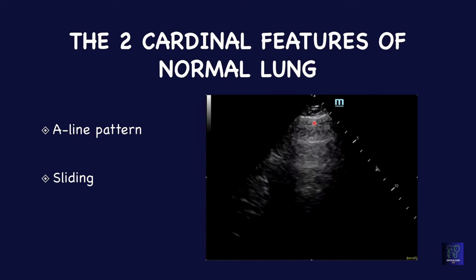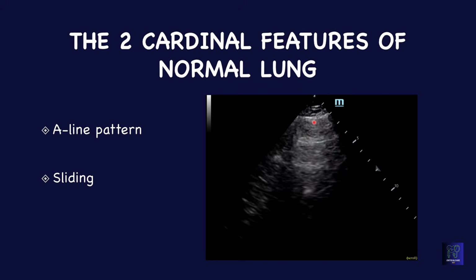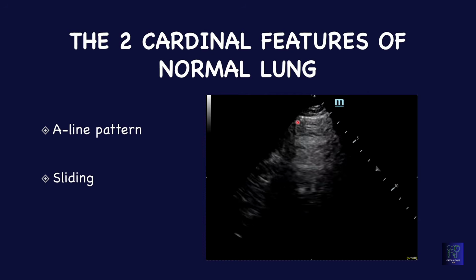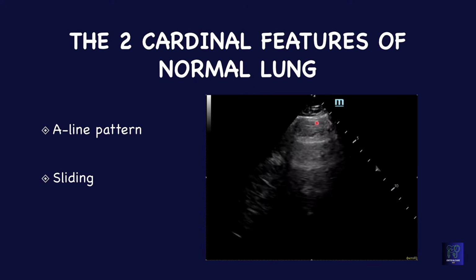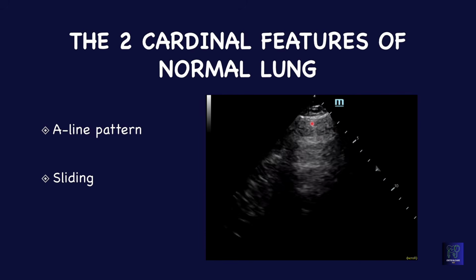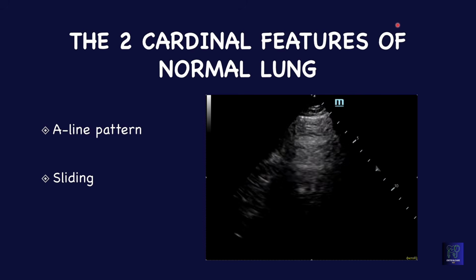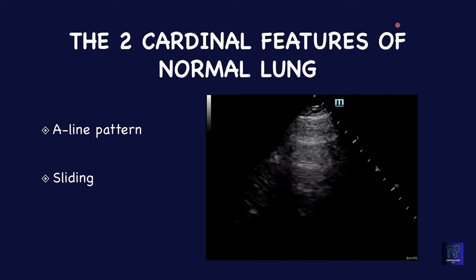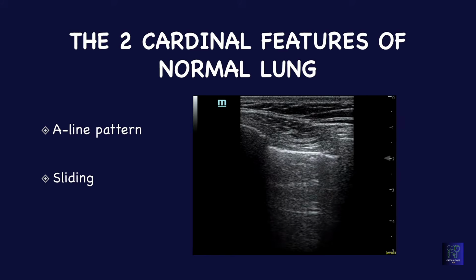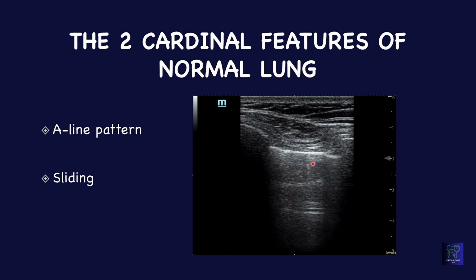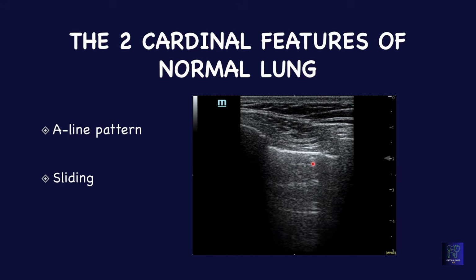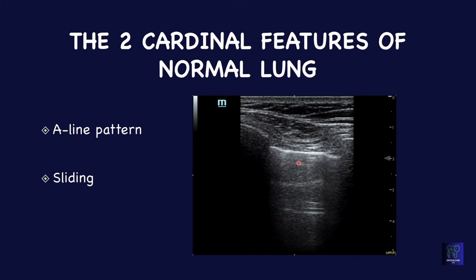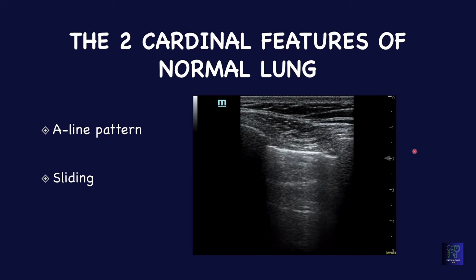We will be able to see that during respiration. Some people describe this as shimmering effect. Some people describe this as appearance of ants crawling. Regardless, it is important to look for lung sliding during ultrasound exam. Here is an example of lung sliding as seen with the linear ultrasound. Notice better image resolution compared to the phased array probe.